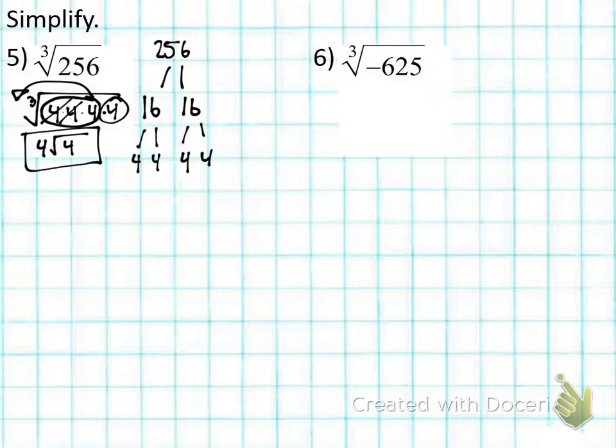Yep. Okay, number 6 is the last one. So this one's a little hard too. So let's start this one off together. What's the number on the inside? 625. Okay. Let's start with just that, and it's negative, right? But let's just ignore the negative sign right now.